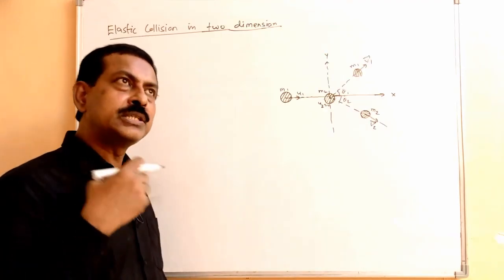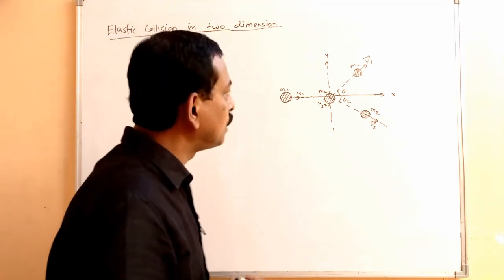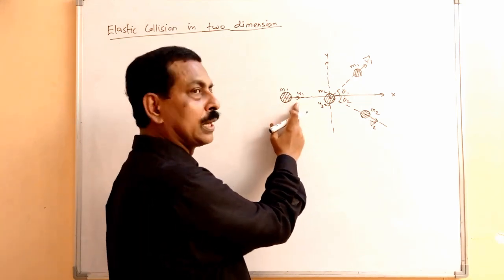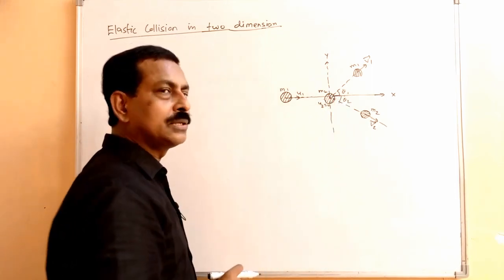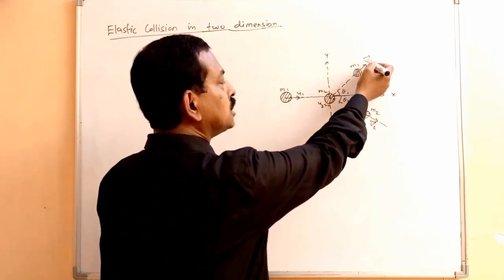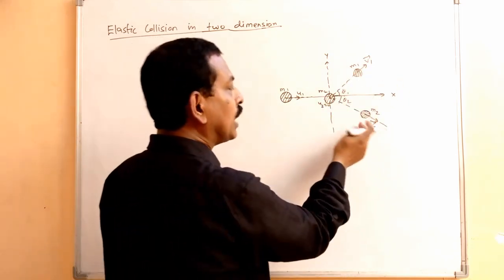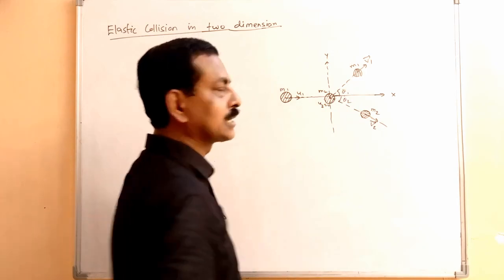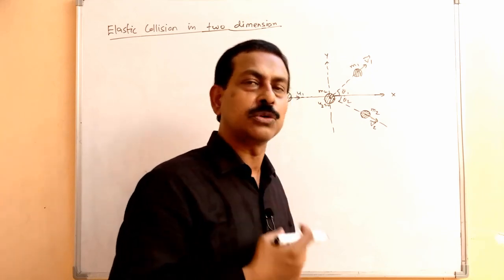Let's take elastic collision in 2 dimensions, or you can also call it the oblique collision. Suppose we have m1 as the mass of the first body, which is moving with velocity u1. It collides with another body, m2, which is at rest. u2 we have taken as 0. Now after elastic collision, the first body moves with a velocity v1 at an angle theta 1 with the original direction, or along the x-axis, whereas the second body moves with a velocity v2 at an angle theta 2 with the x-axis. You have to find the velocities after the elastic collision.